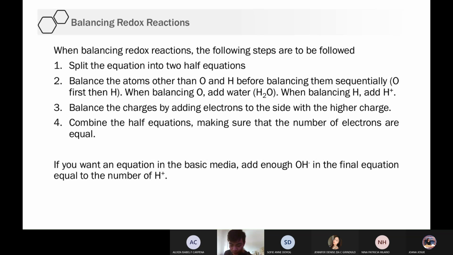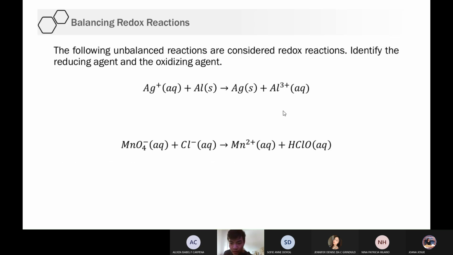Okay. So last time we said that these two equations are unbalanced, no? Because the particles here are not equal. So for this one on the top, same yung atoms, yes. Isang silver, isang aluminum. Same yung dami ng atoms, but yung charges ay hindi, no? So uneven charges gives us a hint that the electrons are not balanced, no?